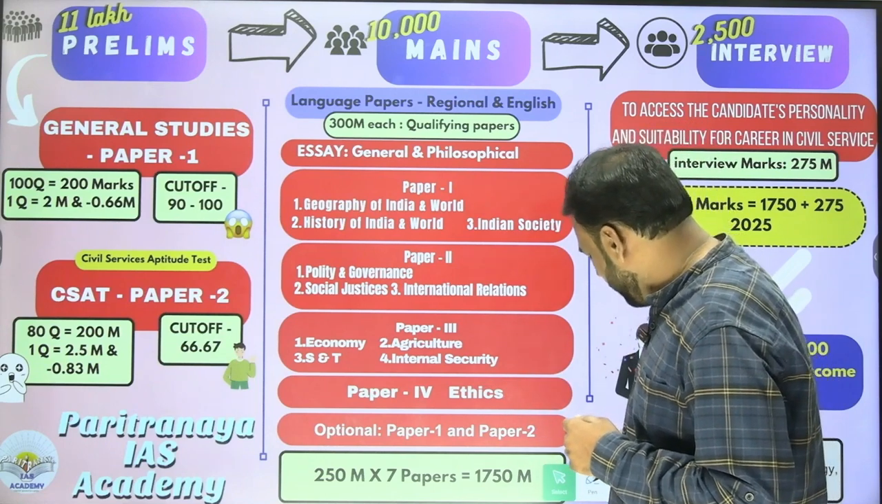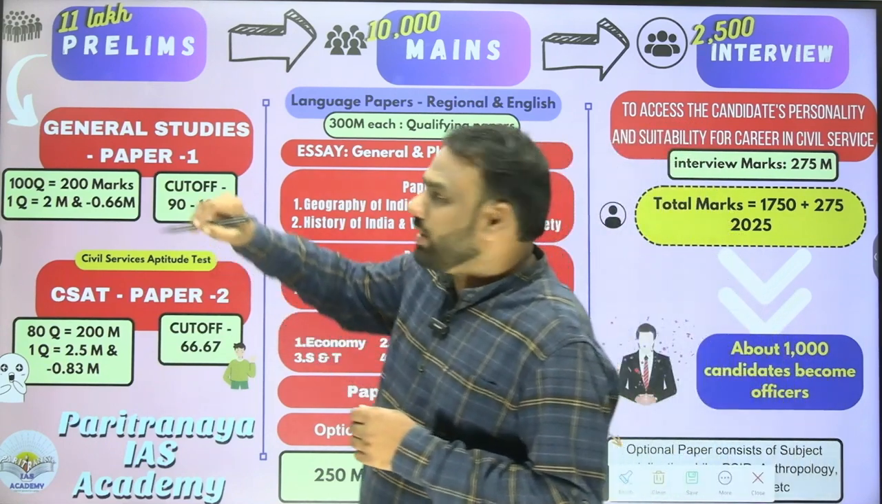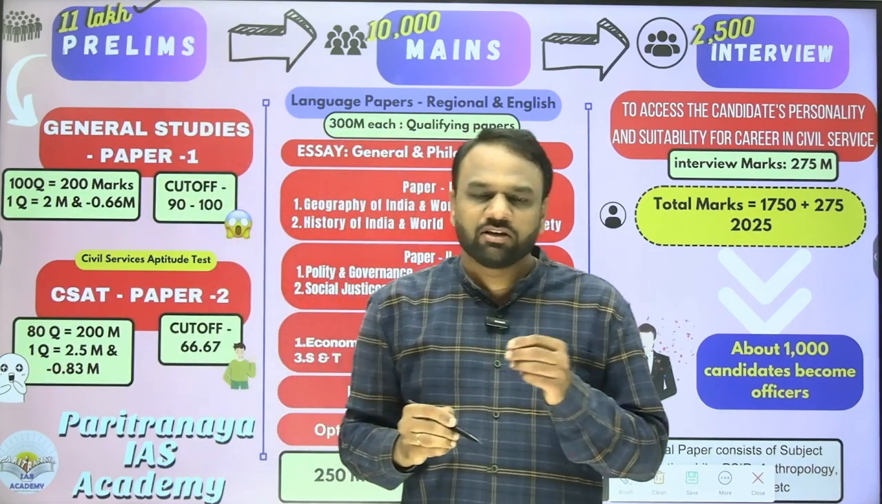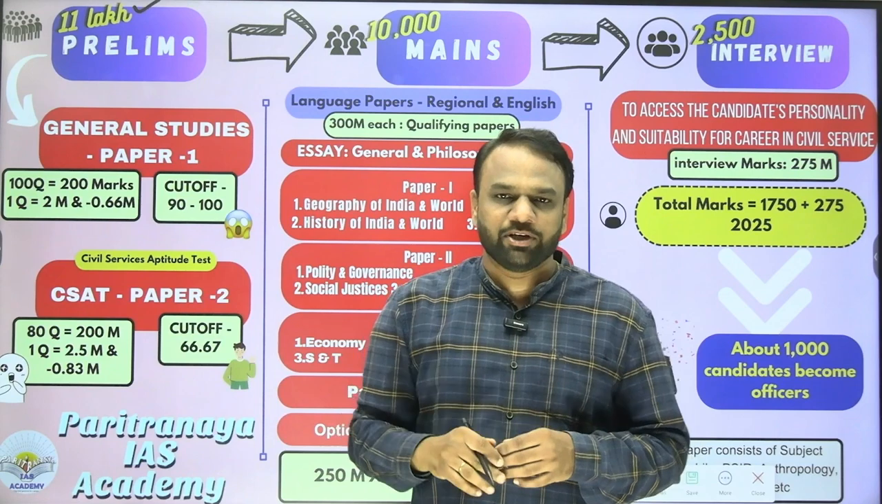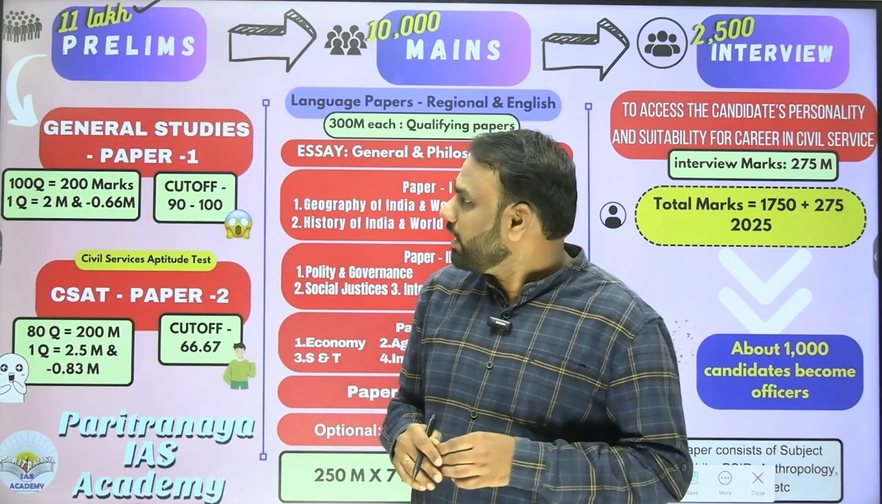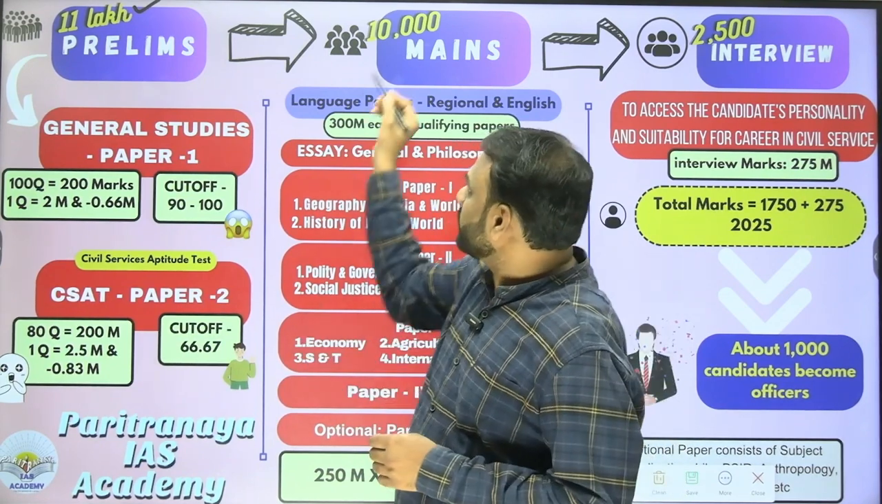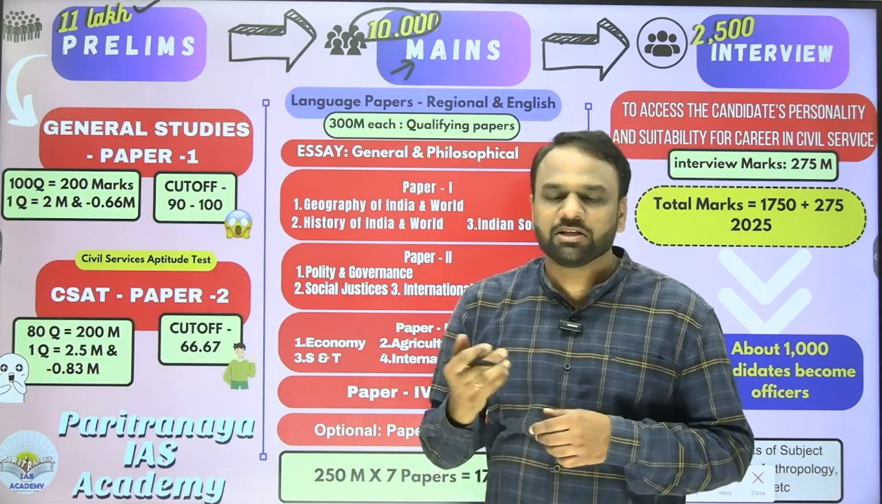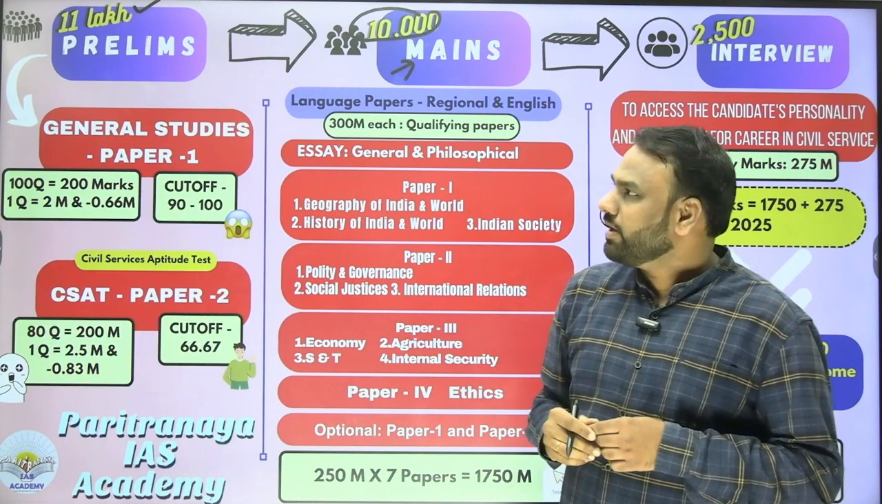But if you look at the 2018 report, approximately 11 lakh people will fill the prelims form. Among those 11 lakhs, somewhere around 5 to 6 lakh will appear for the examination. And among these 6 lakh, around 10,000 people will clear prelims and they will appear for mains. They'll become eligible to appear for mains.